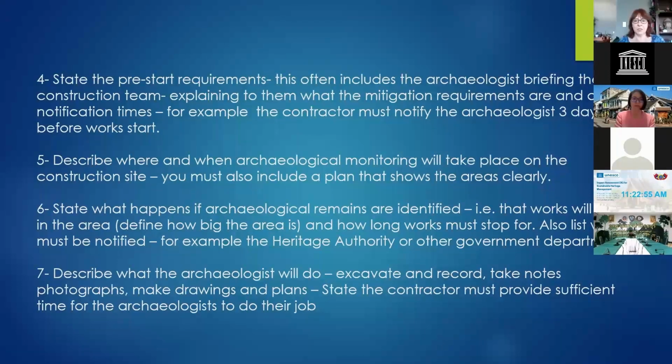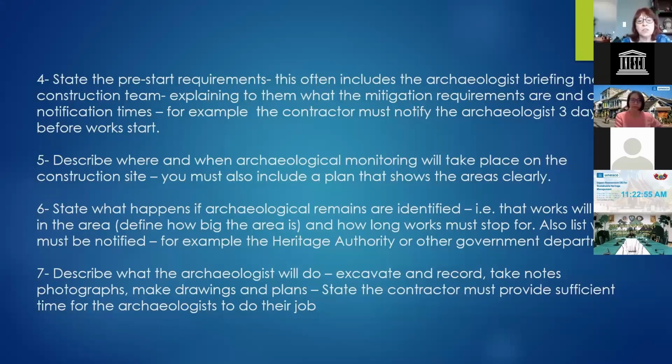And then works can continue in other parts of the site, but they can't continue in that area. And also in the management plan, if something is found, so if some archaeology is identified, you have to list who is to be notified. So the contractor, the project proponent knows who to tell if something like this happens. Now, it could be the Heritage Authority, other government departments, the archaeologist, but you have to list very clearly what their responsibilities are if archaeology is found on the site.